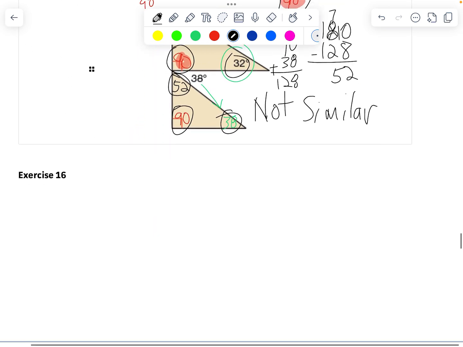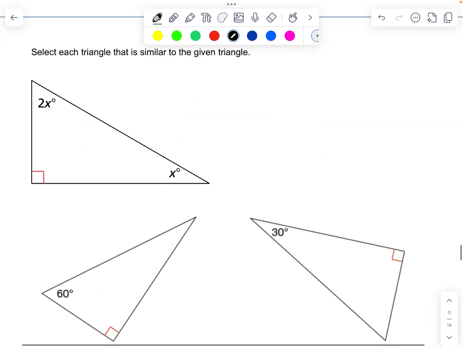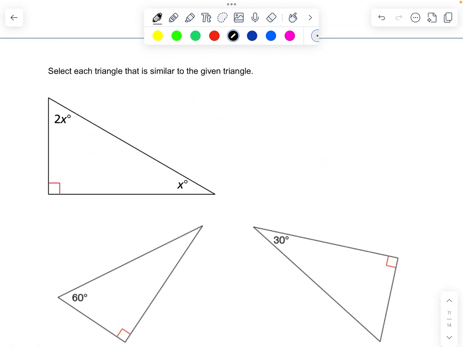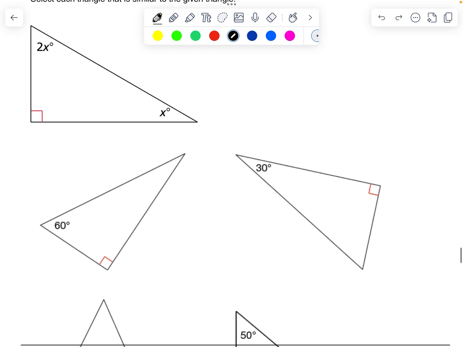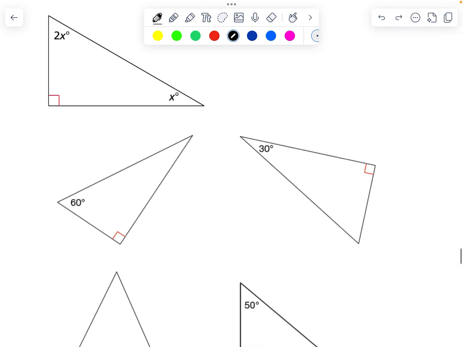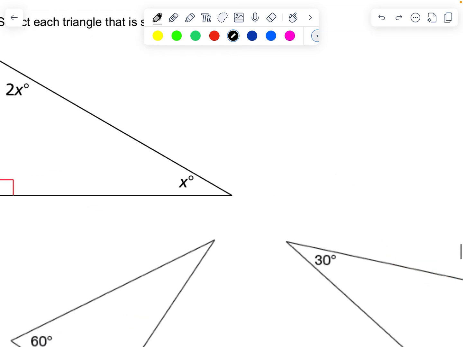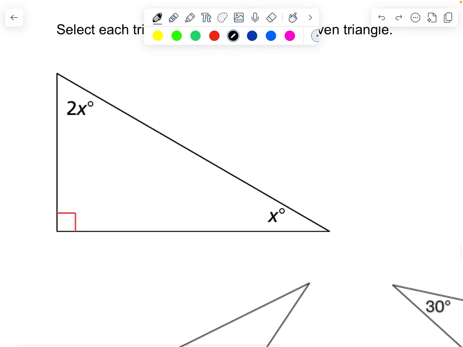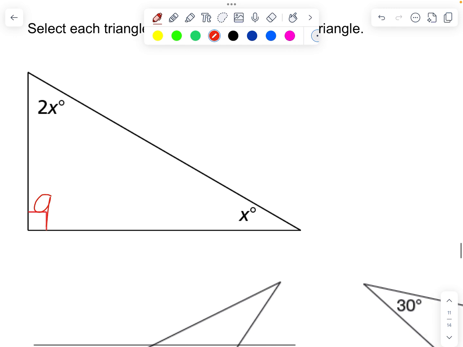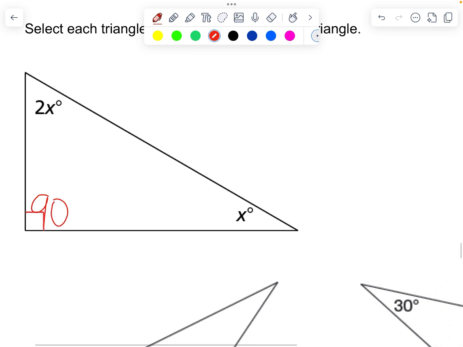That was number 15. Going to number 16. What do we got to do? Select each triangle that is similar to the given triangle. So this is our given triangle, okay? And we just got to select which one is similar, okay? All right, here we go. Well, this angle is 90, obviously. This is 90.